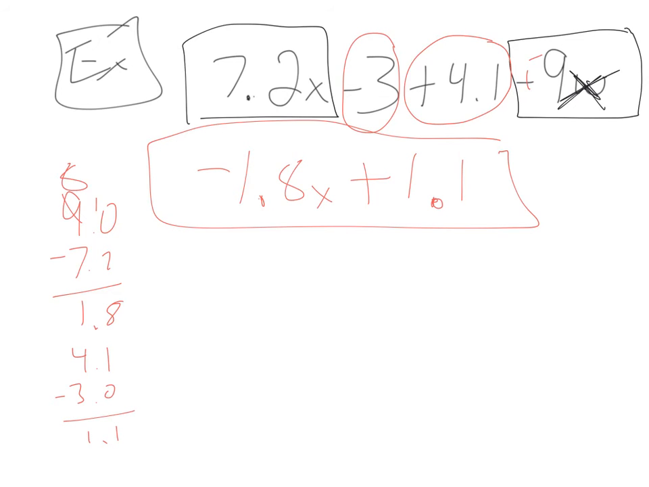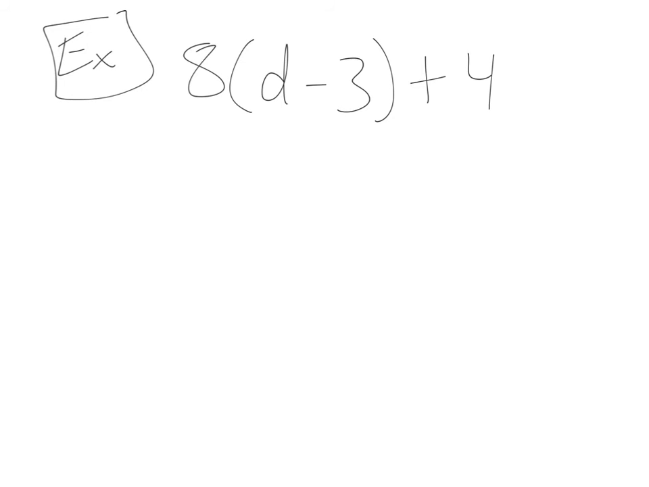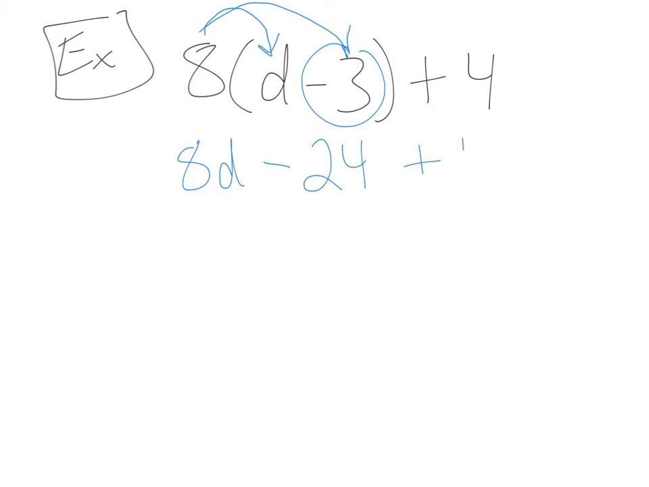Let's look at another. On this situation, guys, if you see a situation where there is distributive property, you have to go ahead and do that first. Then you can combine like terms. So in this case, we would go ahead and distribute this 8 to everything inside of the parentheses. Okay? So 8 times d is going to be 8d. And then you can do 8 times a negative 3. 8 times a negative 3 is negative 24, so just put minus 24. And then you still have plus 4 to finish up.